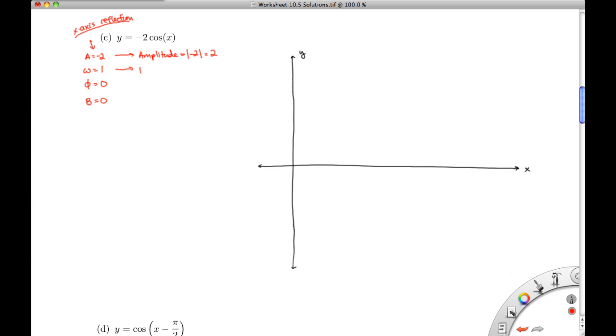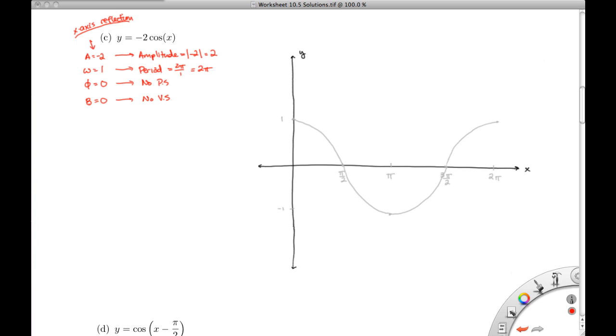Our period remains unchanged. It's the regular period for the cosine, which is 2 pi divided by 1, so it's still 2 pi. And we have no phase shift, and we have no vertical shift. Okay, so let's bring up the cosine curve, just so we can kind of remind ourselves of this. So this is very much like the sine curve, except its maximum point starts on the y-axis as opposed to occurring at pi over 2 with the sine function. So this is just regular old cosine of x.